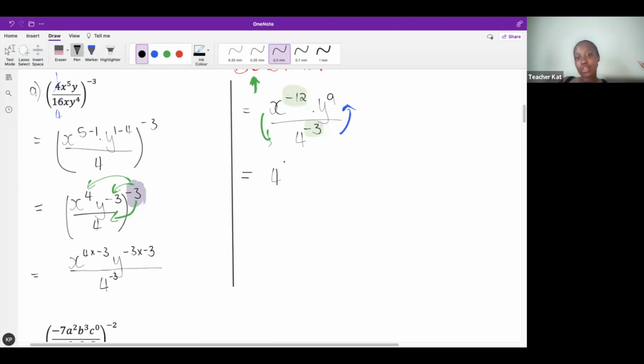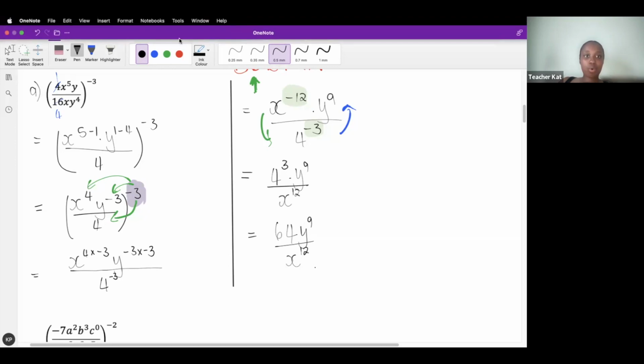So we're going to have 4 cubed times y to the power of 9 over x to the power of 12. How much is 4 cubed? 64. Thank you, Kirini. And in group 2, y to the power of 9 over x to the power of 12. Nice. I hope our brains are warm.